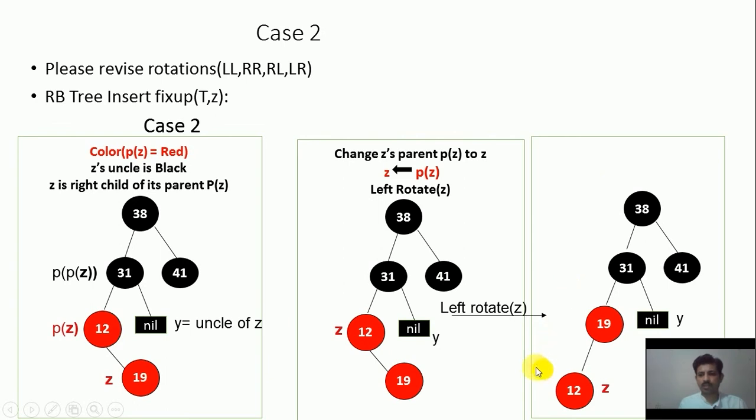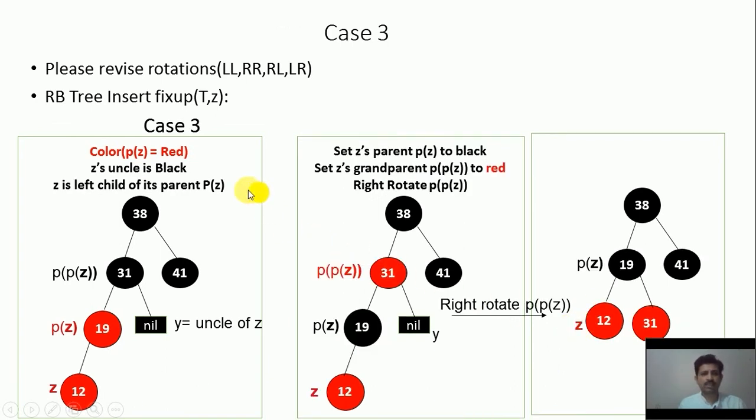So 12 will become the left child of its right child. Please revise the rotations. This was the simple rotation. So it leads to case number 3. Now you can see that this G node is the left child of its parent P of G, and the color of P of G is red here. In the next slide we can see case 3.